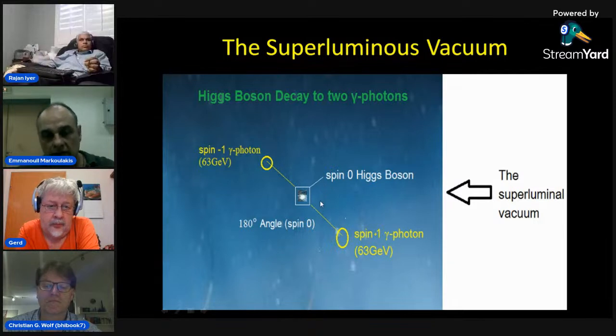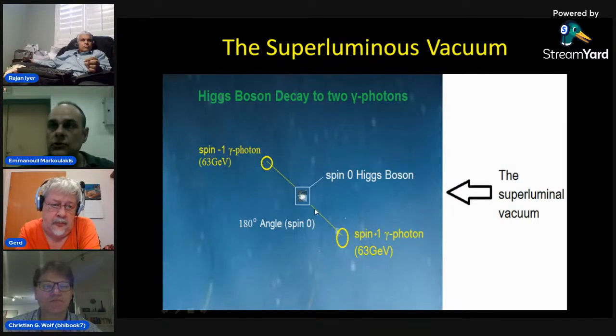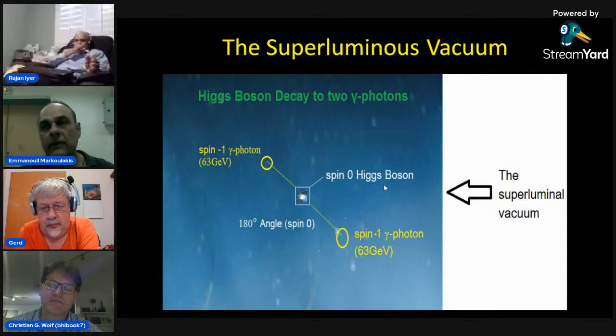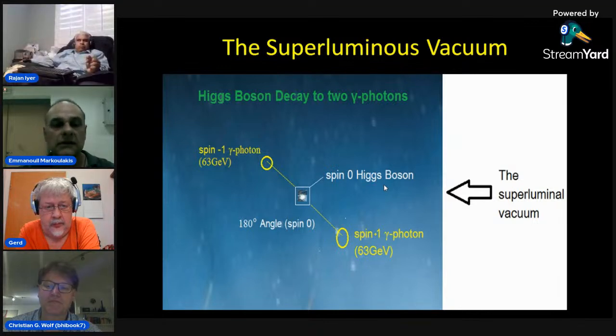So it has to produce two oppositely flying gamma photons at a 180 degree angle, because spin +1 and spin -1 make spin 0. That's exactly what the theory says. Because the theory says the Higgs boson is spin 0, it had to produce two oppositely flying spin 1 photons. A normal photon is spin 1, so summing them up gives spin 0.